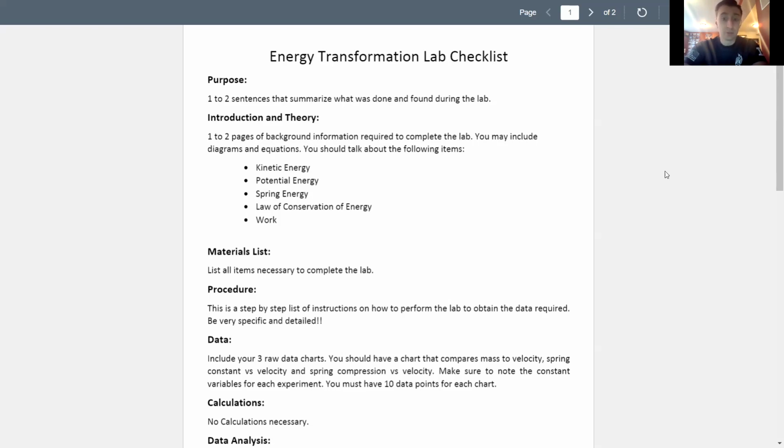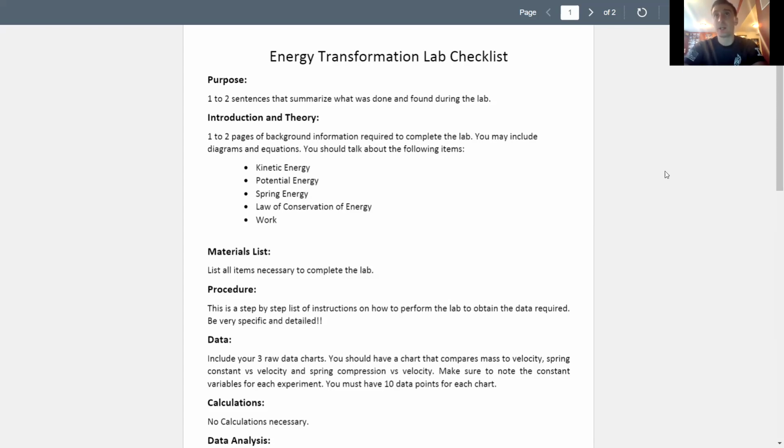Materials list, easy. Procedure. Again, just how you obtain the data. Okay. Step by step. Make sure it's very clear. Okay. Step by step. Make sure you're telling me what variables I need to change. Make sure you're telling me what variables I keep constant. Okay, so this one might be a little bit longer because you can't say repeat steps there because you're changing different things.